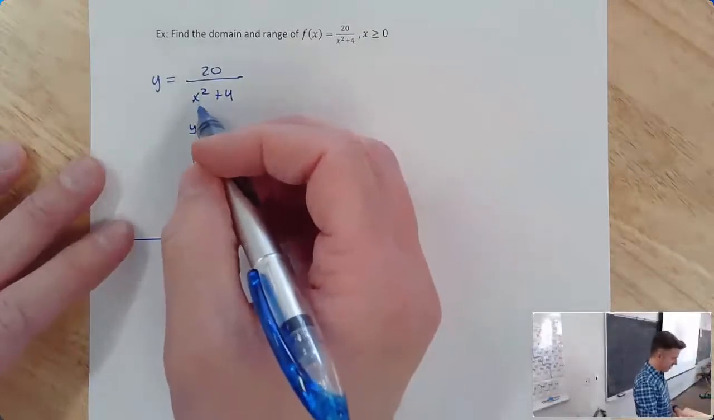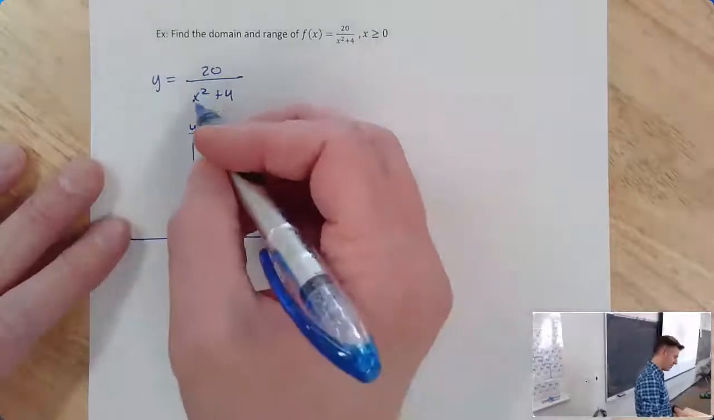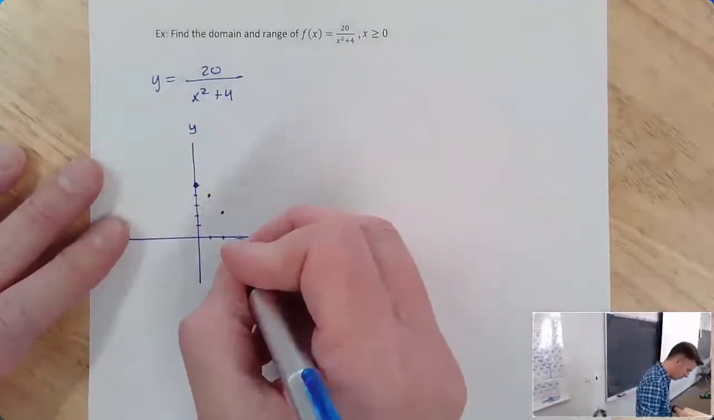And if I plug in x equal to 3, 20 over 13 is okay. That's not a very good choice, but whatever. Let's plug in x equal to 4. 20 over 18 is about 1. It's a little bigger than 1.